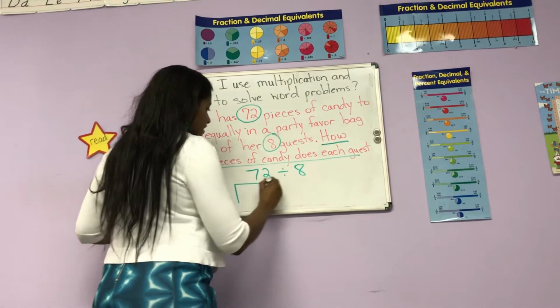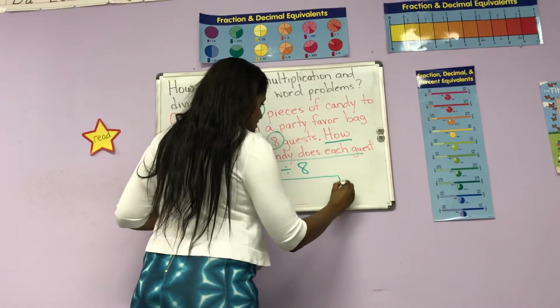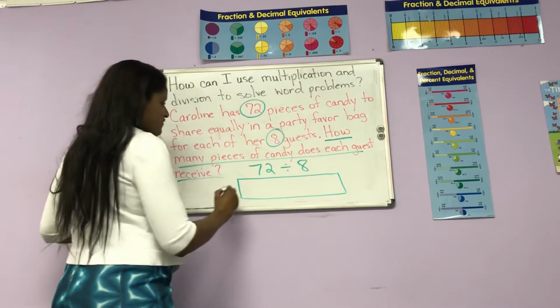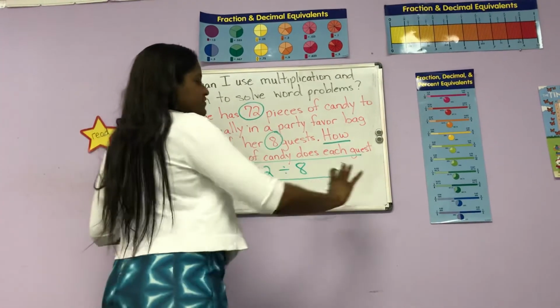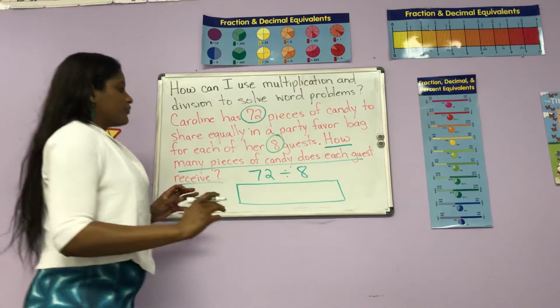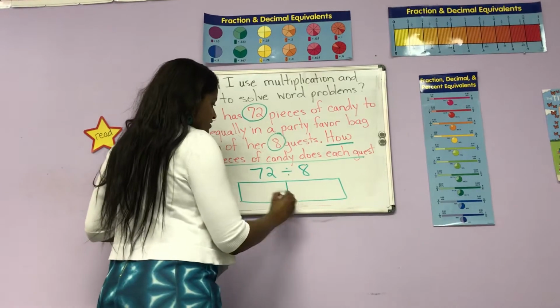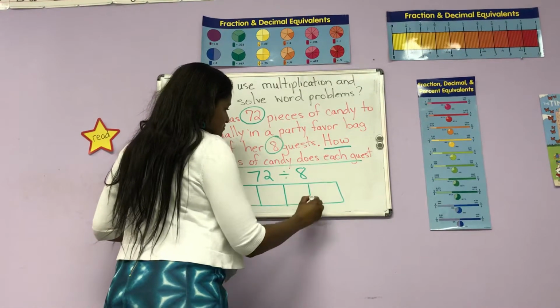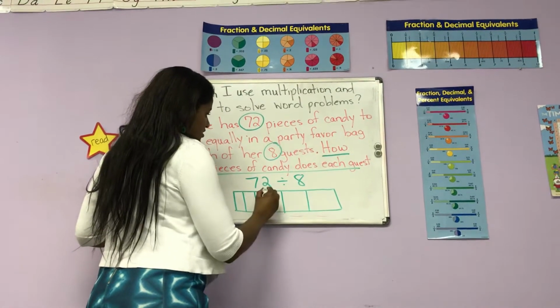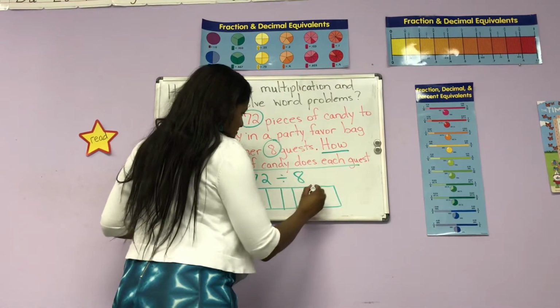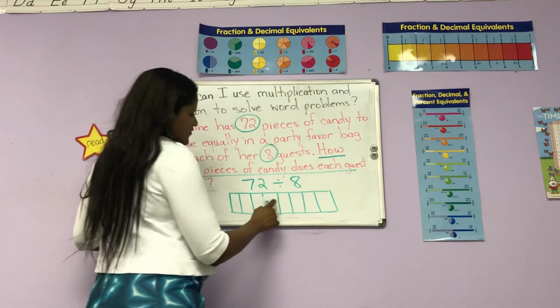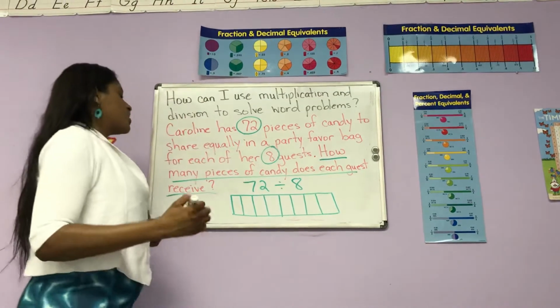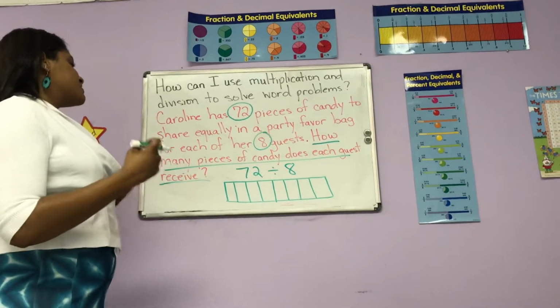So some of you may know your fact. If you don't, we'll try to figure it out. So let's say this bar represents 72, and I'm going to break it up into 8 parts. Should have made it bigger. 1, 2, 3, 4, 5, 6, 7, 8. Okay, that's 8 parts. So how many will go into each part?